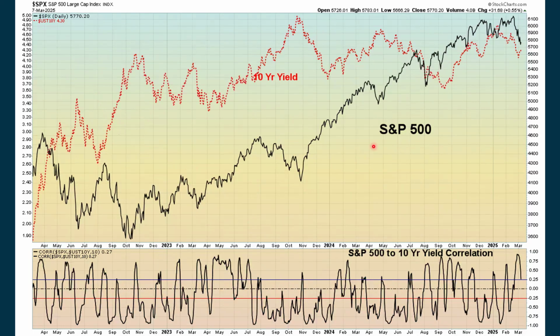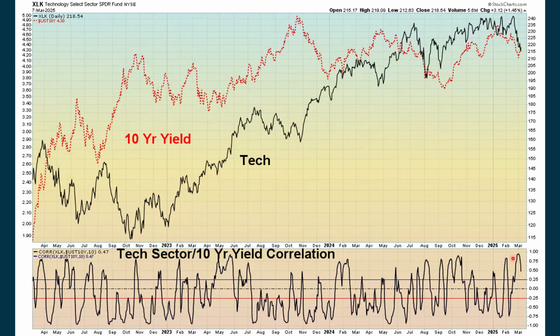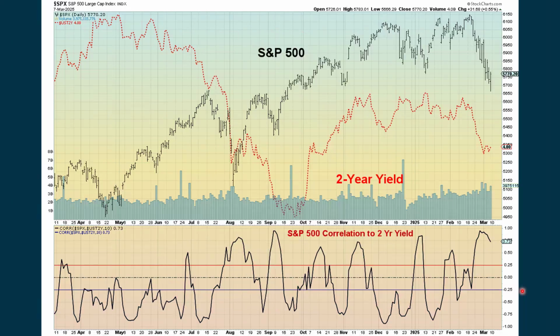And then stocks to the 10-year yield coming back down and starting to get more neutral where they had been going in the same basic direction. And then tech to the 10-year yield also in the same direction, but now starting to come down. And stocks to the 2-year yield still having a slight tendency to go in the same direction at the same time. As the 2-year yield was coming down, we were seeing the S&P coming down as well.